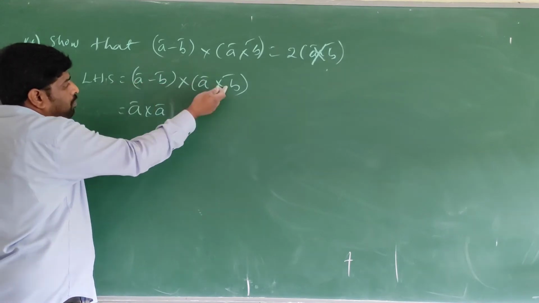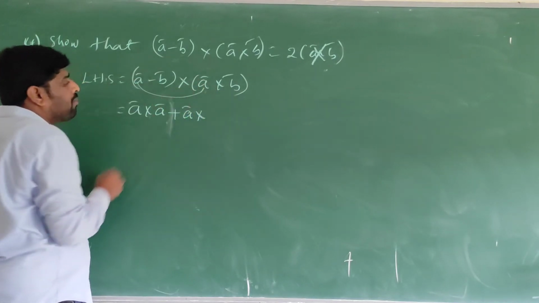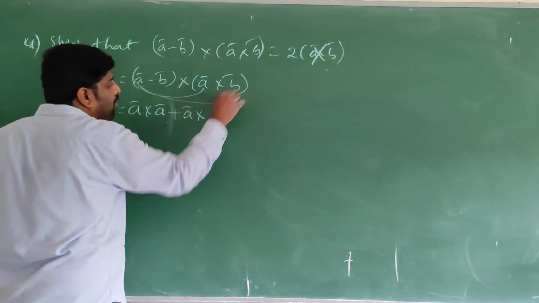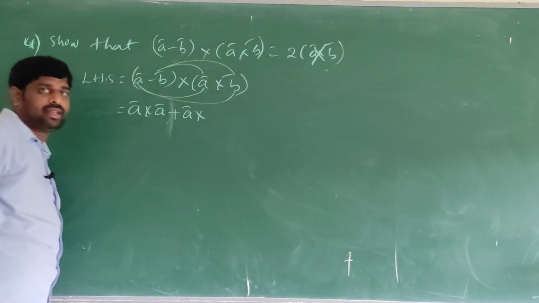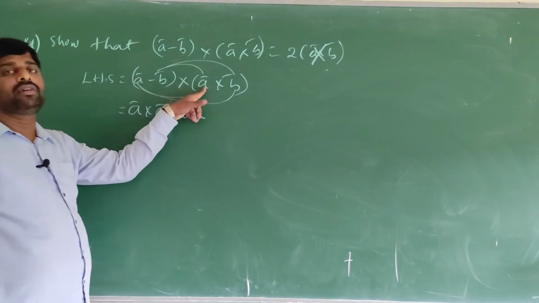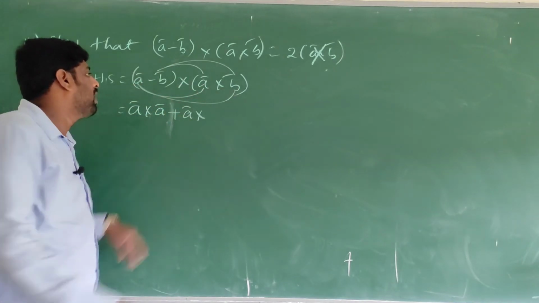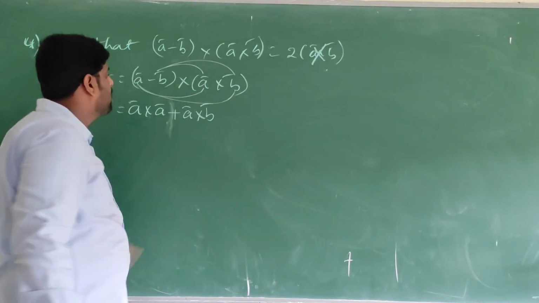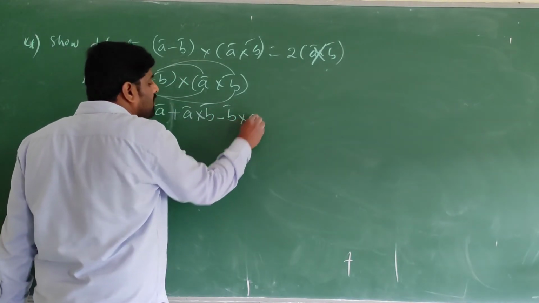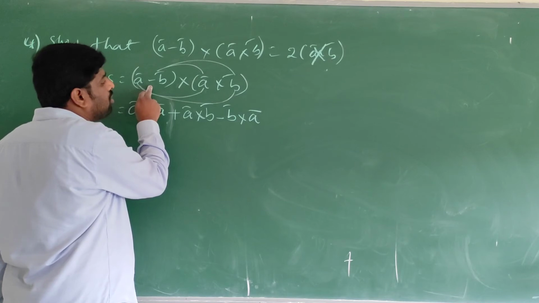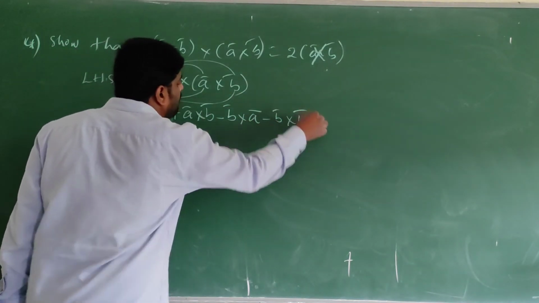Next, plus into plus is plus, a bar cross b bar. Expanding, a bar cross a bar, a bar cross b bar, minus b bar cross a bar, and minus into plus is minus b bar cross b bar.